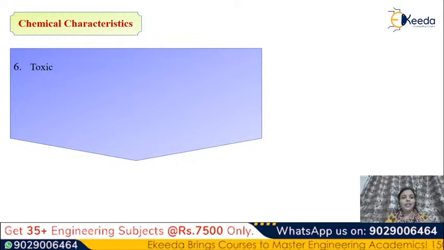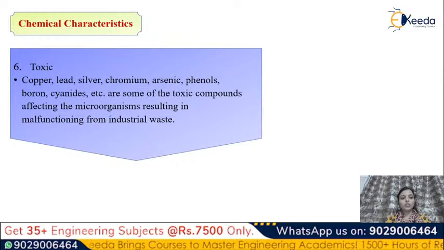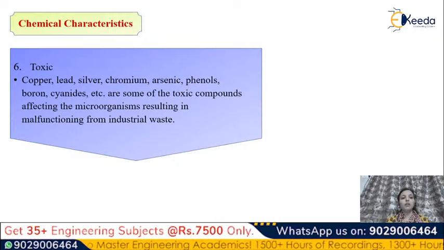The next chemical characteristic is toxicity. Heavy metals are present in sewage in the form of copper, lead, silver, chromium, arsenic, phenols, boron, and cyanide. All the detergent powders, pesticides, and finishes that we use for cleaning purposes include these toxic materials. They are toxic compounds affecting the microorganisms, resulting in malfunctioning, and they also come from industrial waste.